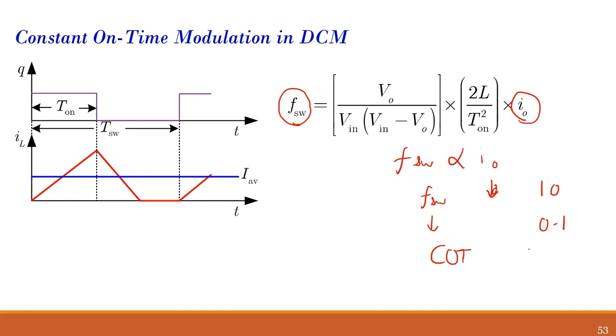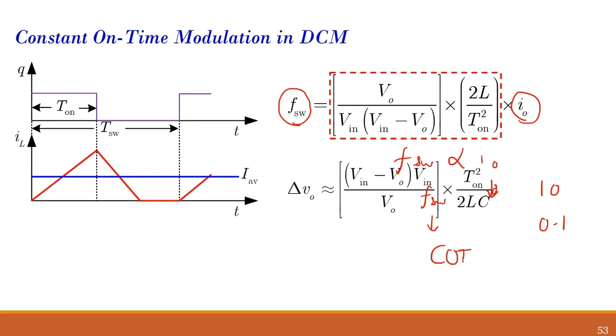This is very advantageous, and that's why constant on-time control is very popular. So now we have established that constant on-time control is a pulse frequency modulation technique, which depends on the load current, and if my load current reduces, my switching frequency also will reduce. This is a very, very attractive feature.